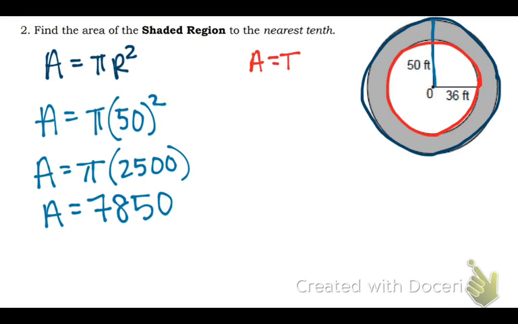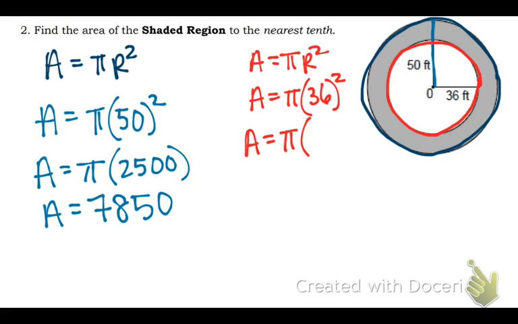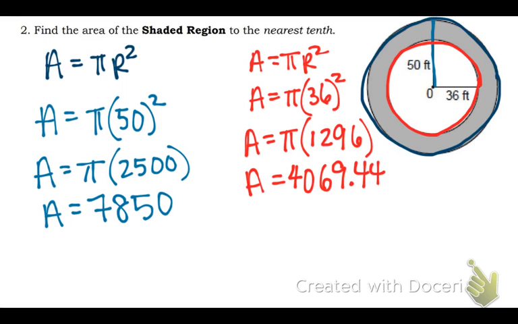So we do the same thing, except what's the radius this time? 36. What is 36 squared? 1,296. Times 3.14. 4,069. Perfect. All right, so then what are we going to do to finish the problem?